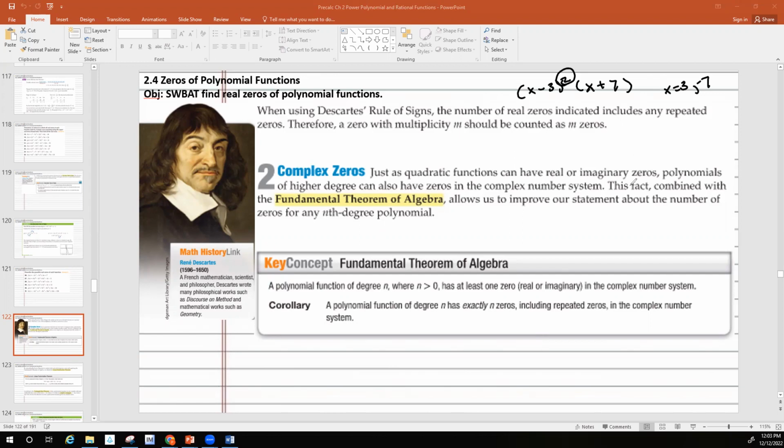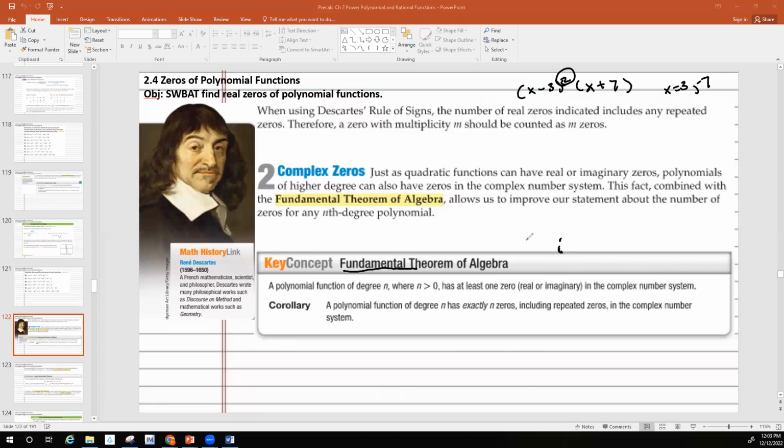All right. So that brings us to the fundamental theorem of algebra. You know it's important because it says fundamental theorem of algebra. And what is it? It says a polynomial function of degree n, where n is greater than 0, has at least one zero, real or imaginary. It can be a real number or it could have an i. It could be imaginary in the complex number system. So we're looking at the complex number system. That means real and imaginary.